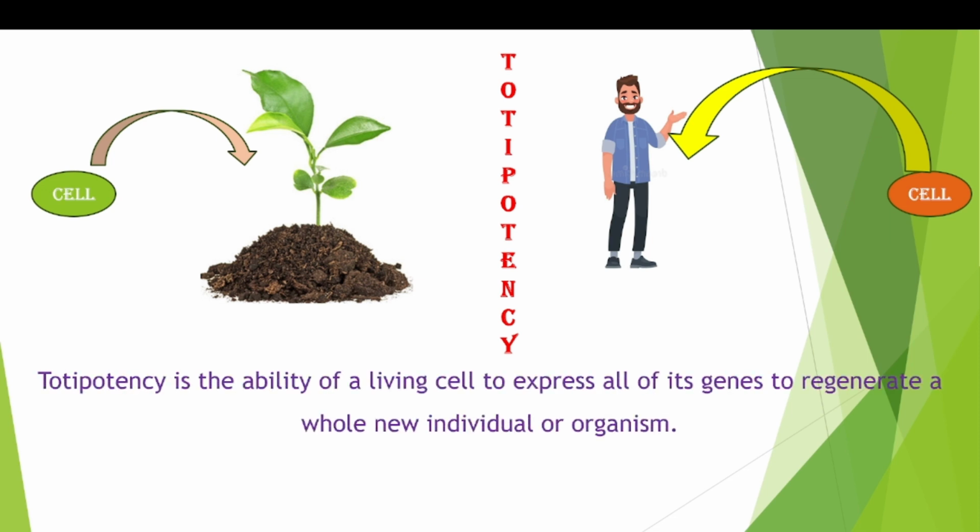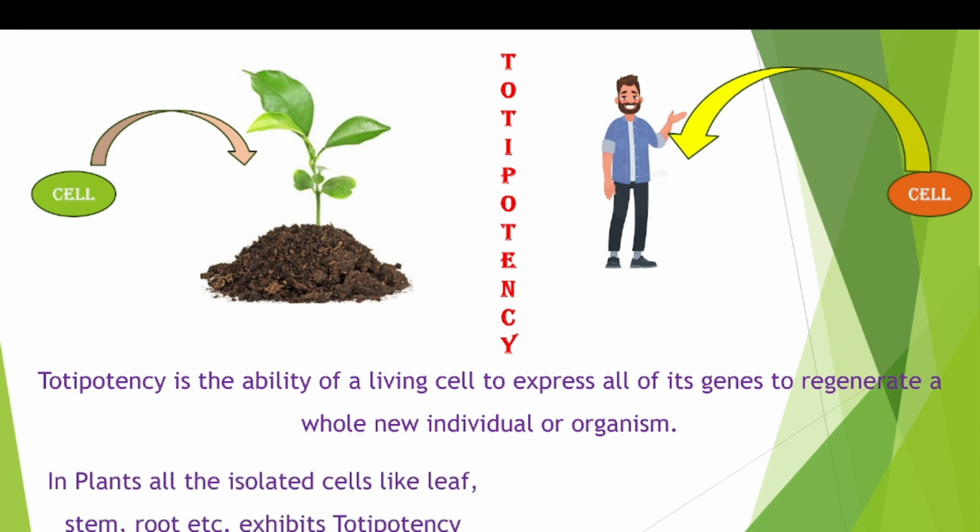So totipotency is the ability of a living cell to express all its genes, because every cell contains genes or DNA in its nucleus. So these genes express all the required characters to generate a whole organism from a single cell. This is called totipotency. So totipotency is the ability of all living cells to express all their genes to regenerate a whole new individual or organism. This is called totipotency.